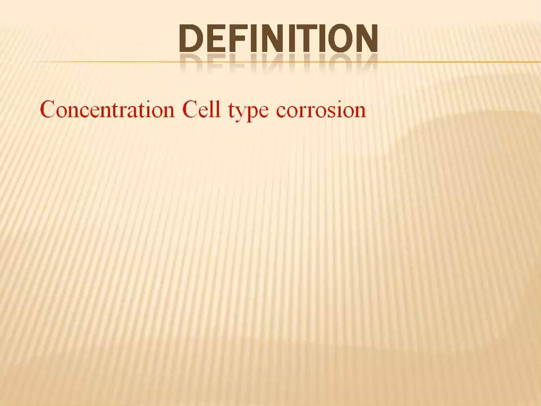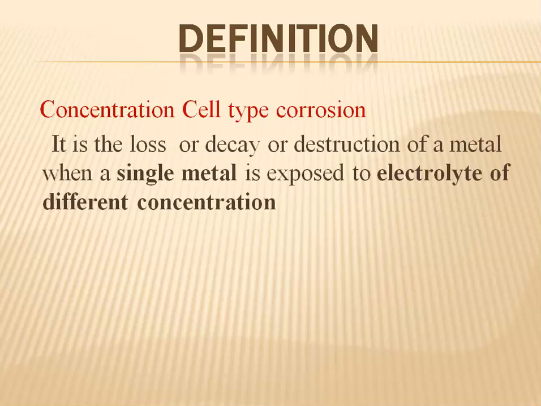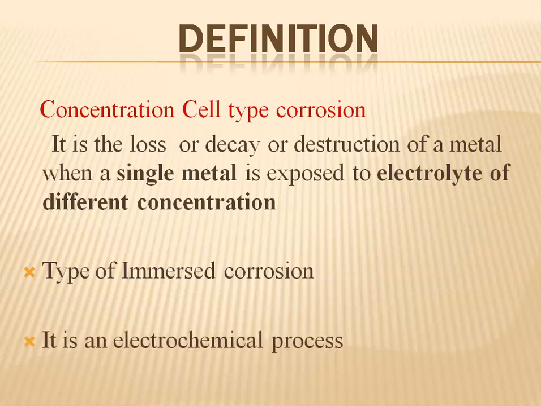Let us define concentration cell type corrosion. Concentration cell type corrosion is the loss or decay or destruction of a metal when a single metal is exposed to electrolyte of different concentration. It is a type of immerse corrosion and the process is an electrochemical process.